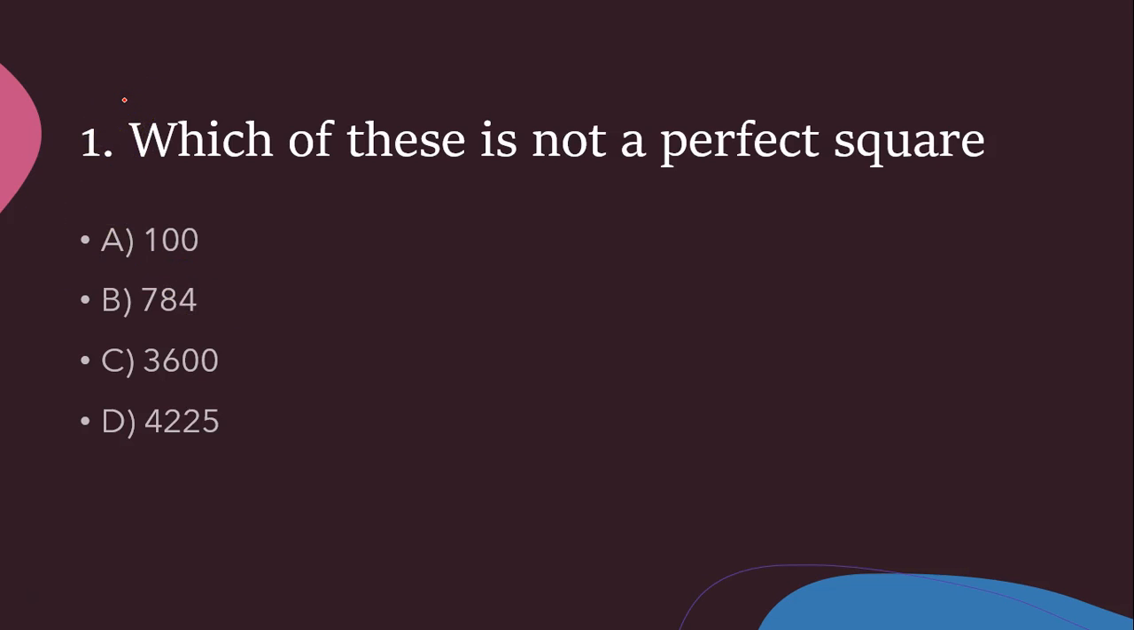Let's try B, 784. Let's put 784 to the test. What do we do first? Well, I think 2. Then we get 392. Let's divide this by 2 again. We get 196. Let's divide this by 2.